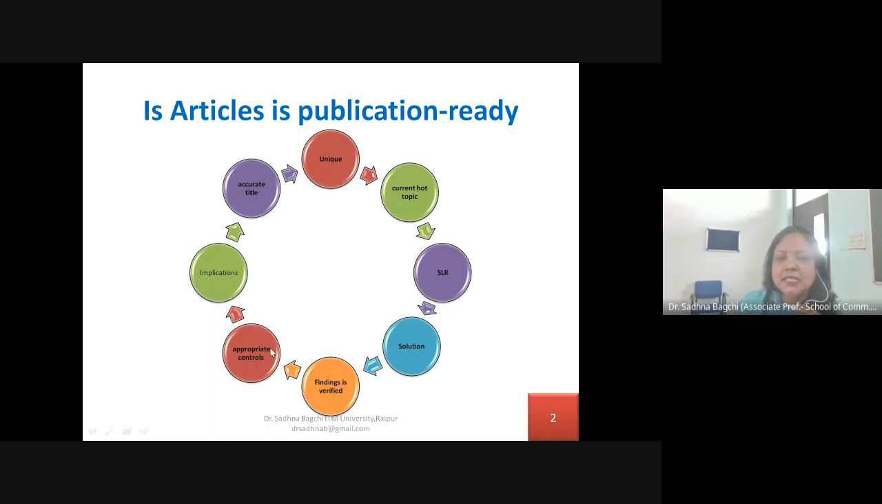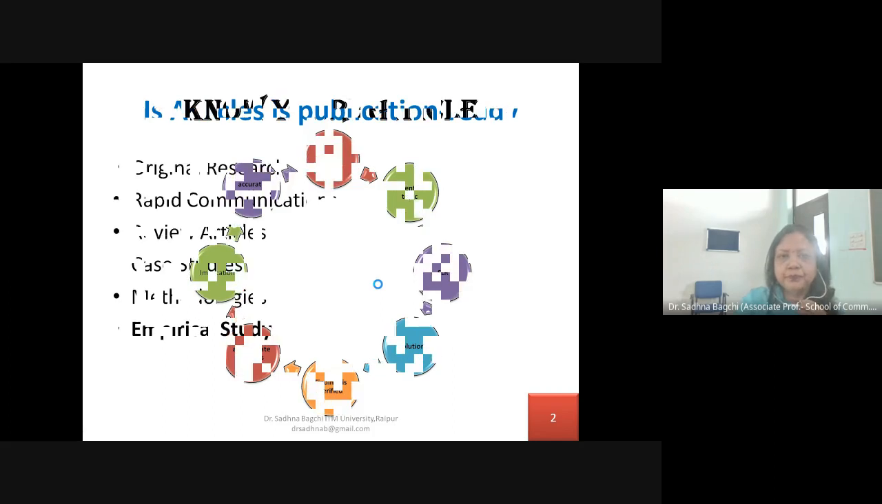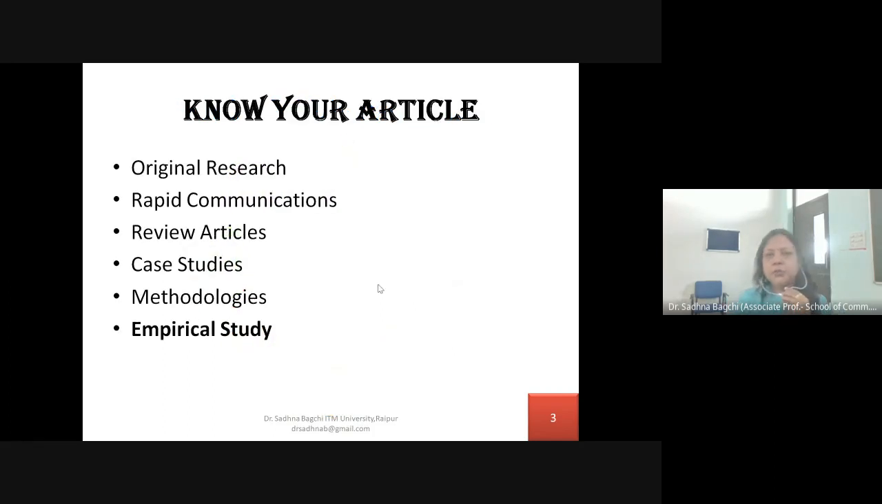So these things you must involve. So ask the question with your articles: if your article has these features, it must be a good research paper, or you can proceed with it by adding some more things. Okay, now know your articles.